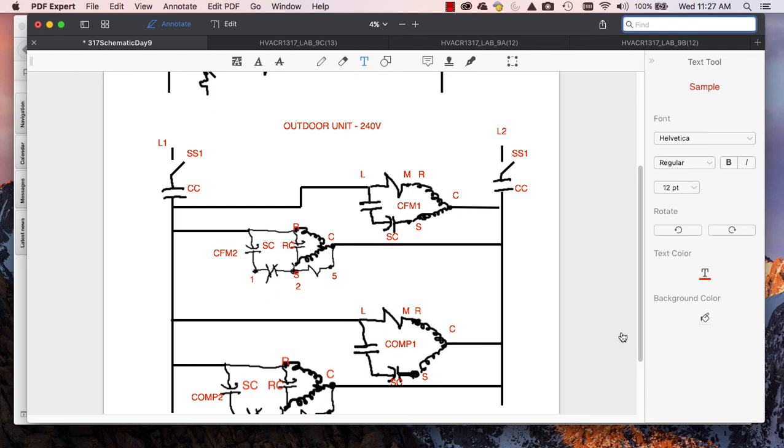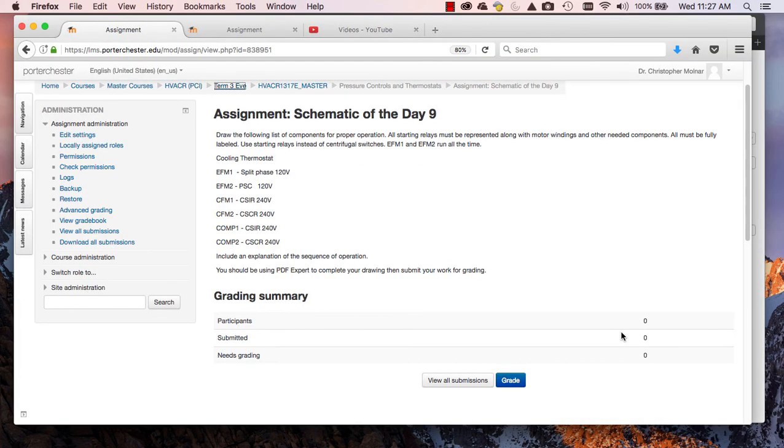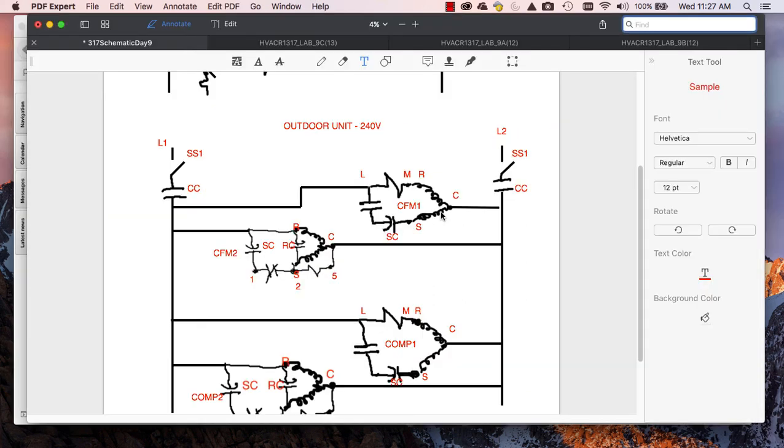So if we look back at our circuit, I have met the requirements of what we've asked for. Of course, my motors could be a little bit neater, but I understand that drawing on a tablet is sometimes difficult, so we will leave it at that. Okay, so hopefully that helps out a little bit with these labs.